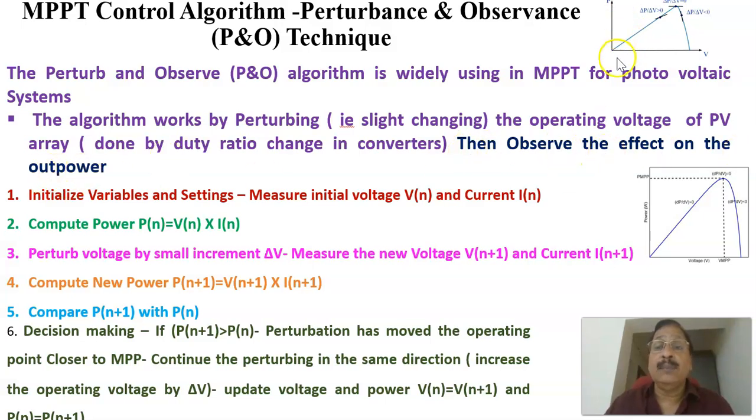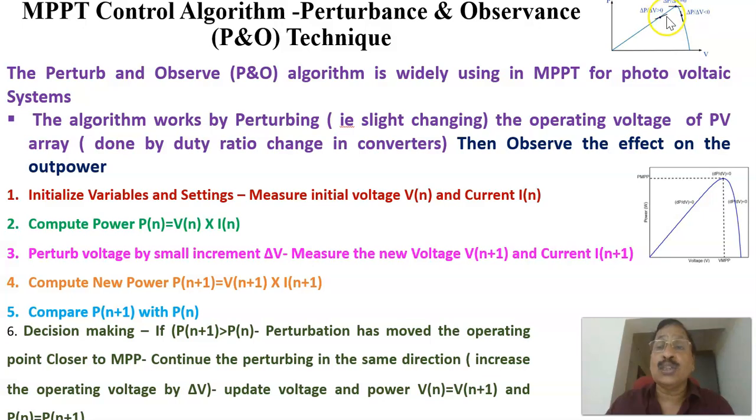As we have seen, this is the PV characteristics. Now assume that the operating point is somewhere here, and the maximum power point is here. Now what we are doing is giving a disturbance to this operating point. When giving a disturbance, there will be a change in power, delta P, as well as a change in voltage. Then we will see the ratio delta P divided by delta V.